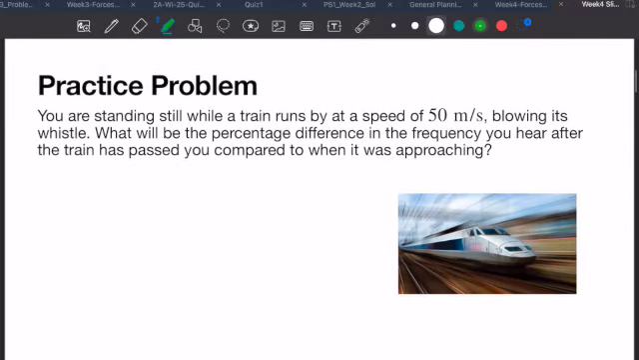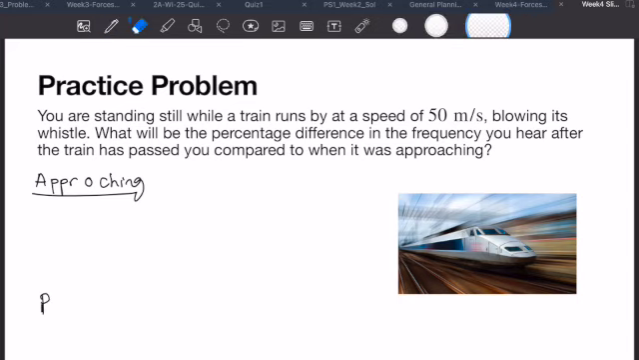You're standing still while a train runs by at a speed of 50 meters per second, blowing its whistle. What is the percentage difference in the frequency you hear after the train passed you compared to when it's approaching you? So we want to do a case of approaching and after it's passed by you, so going away, approaching versus going away from you.